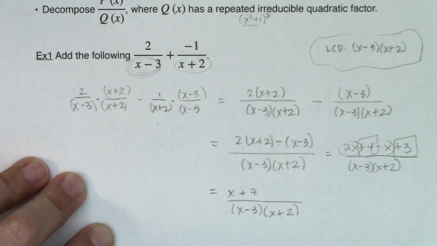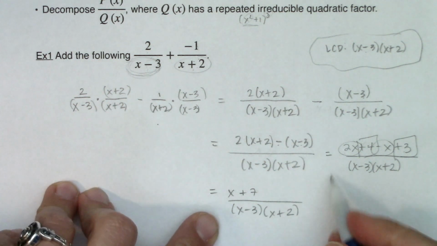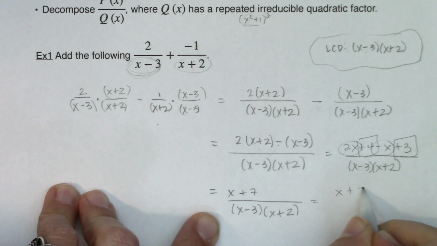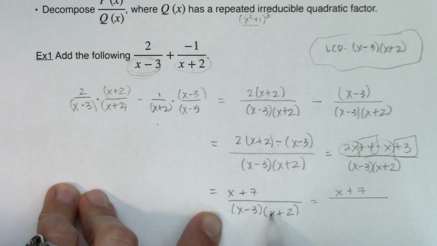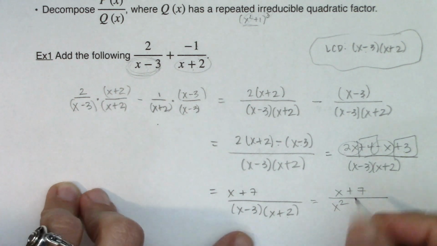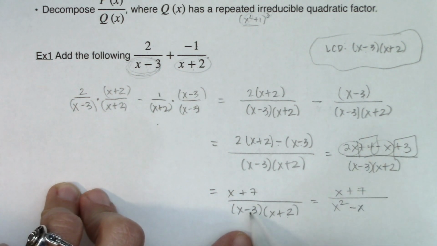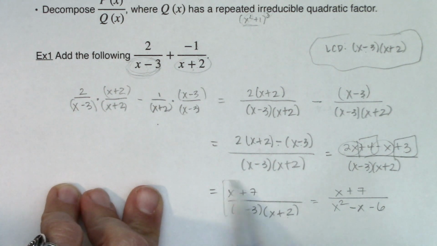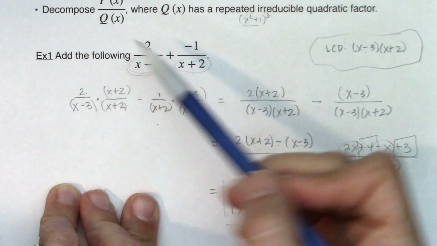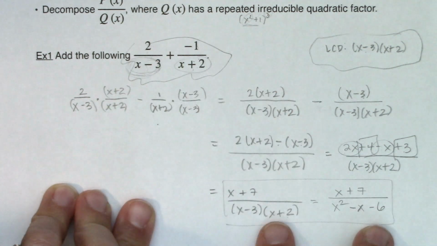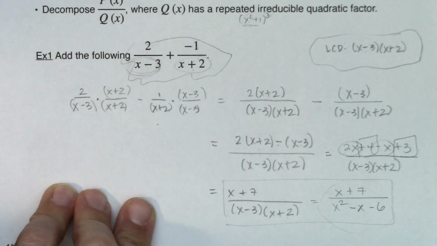The most you could do if you wanted to, and I'm not saying you need to, is FOIL that denominator. If I FOILed this denominator, first would give me x squared, outer positive 2x, inner negative 3x. When I add those together, it's just minus x. And negative 3 times positive 2 is negative 6. So these would be end game answers. And I want you to see where you started. We started with 2 separate fractions, we added them together, and got 1 fraction.